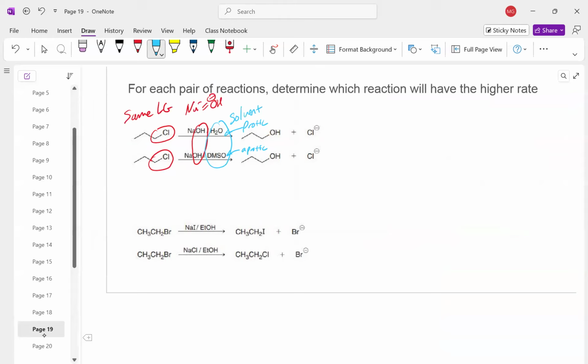So all we're doing here is comparing the solvent, protic versus aprotic. And we know that the trend is SN2 favors aprotic solvents. So the reaction that's going to react the quickest is going to be the one with the aprotic solvent. That's the only difference between the two.